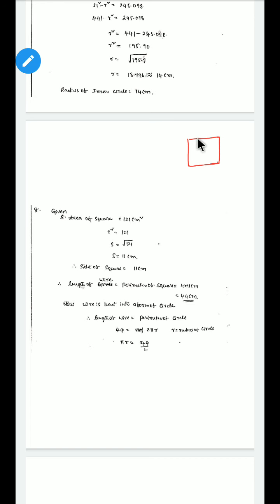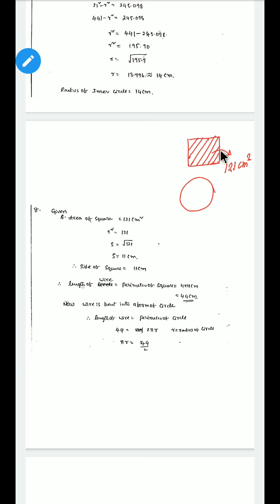Enclosed area is 121 centimeter square. So the area of this square shaped body is 121 centimeter square. If the same wire is bent into the form of a circle, find the area of the circle. So the same wire is bent to make a circle, and you have to find out the area of this circle.